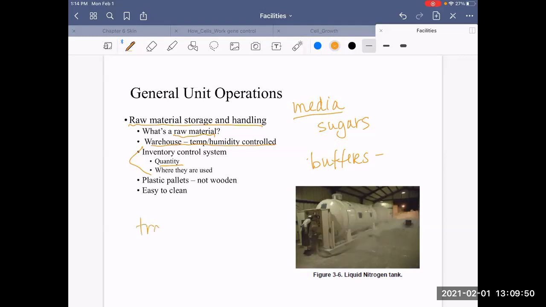We need to be able to trace the raw materials, and we need to be able to prove that the raw materials are what the company that we bought them from says they are. They don't use wooden pallets typically because things will grow in the wood. So they use plastic pallets that are going to be easy to disinfect.